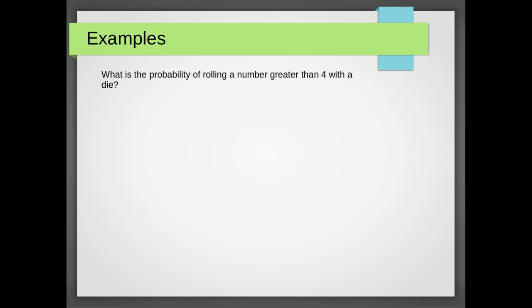What is the probability of rolling greater than 4 with a die? Well, a die has the numbers 1, 2, 3, 4, 5 and 6. Only 2 of those are greater than 4, and that's 5 and 6. So that's our number 1 done. There are 2 values that we'd consider a success, and there are 6 possible outcomes. We could get a 1, a 2, a 3, a 4, a 5 or a 6. So the answer is 2 over 6.